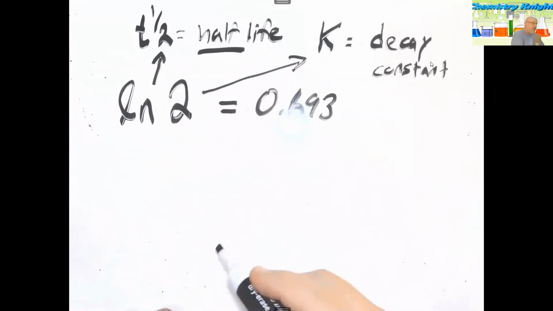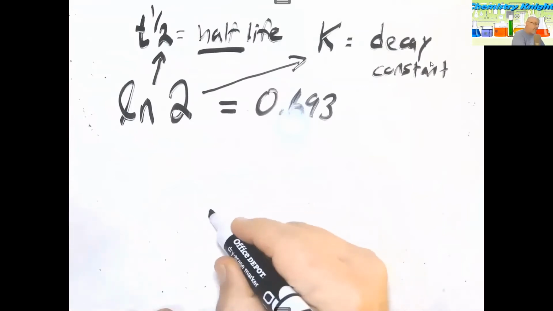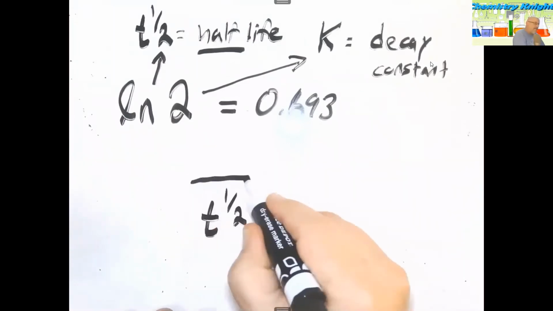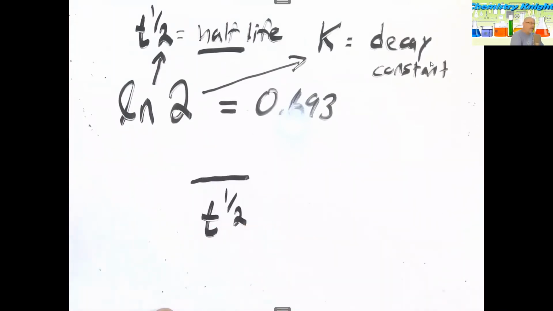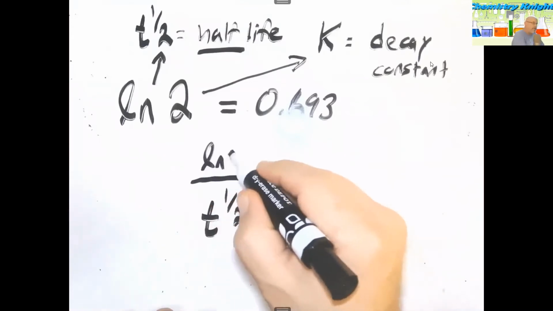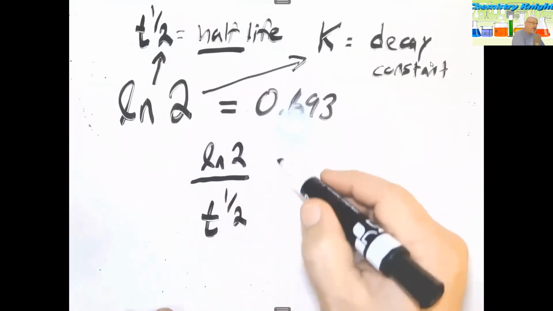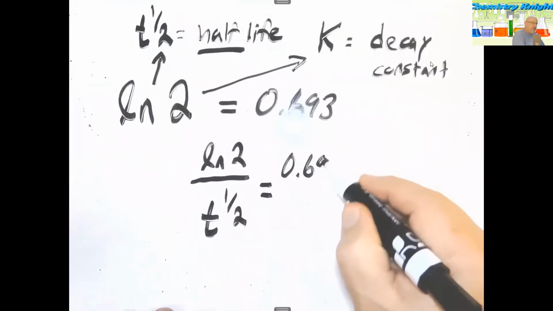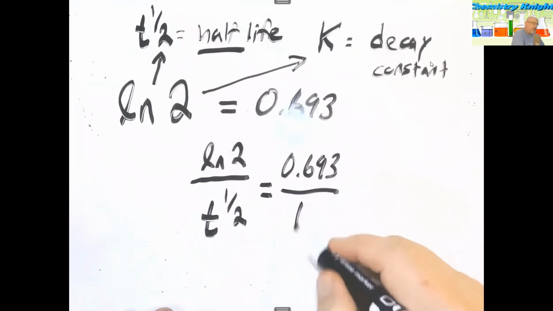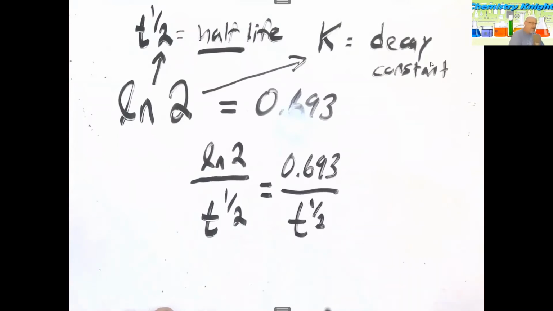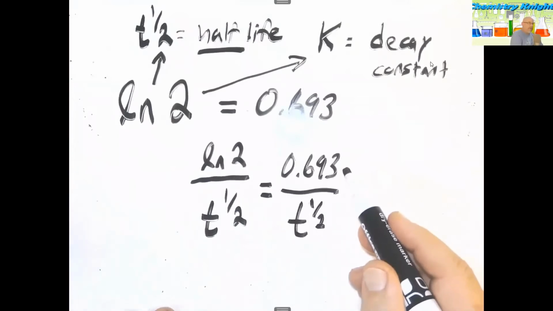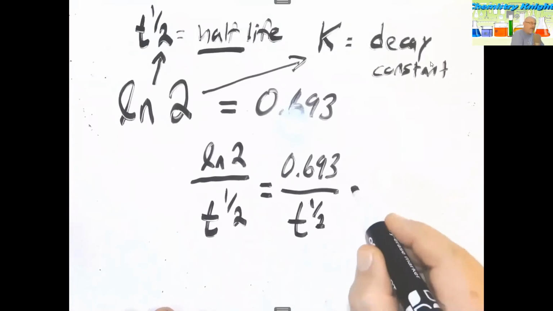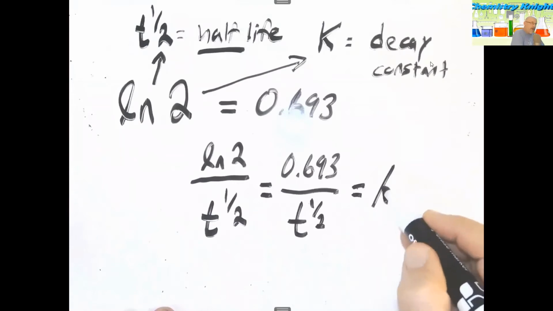So let's say that we actually know the half-life of something. What we're going to do is we're going to put that half-life on the bottom of an expression. And on the top, we're going to put the natural log of 2. Well, the natural log of 2 is always going to be 0.693, or approximately 0.693. So let's just write it that way. If I know what the half-life is, and I just write 0.693, and that will be divided by the half-life, and guess what? That equals the decay constant, K.